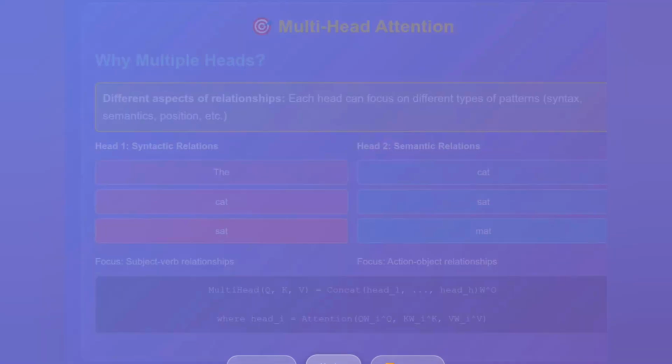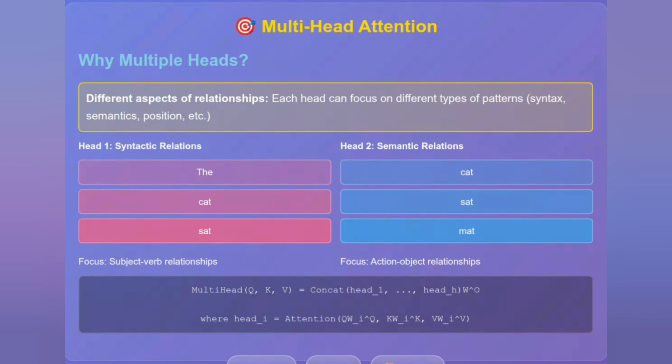Now here's where attention gets really powerful. Multi-head attention. The idea is simple. Why have just one attention mechanism when you can have multiple ones running in parallel? Think about how humans process language.